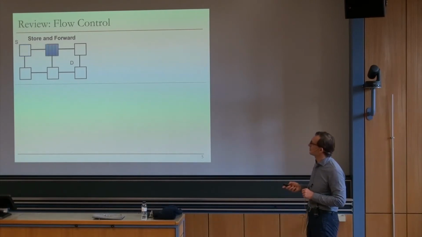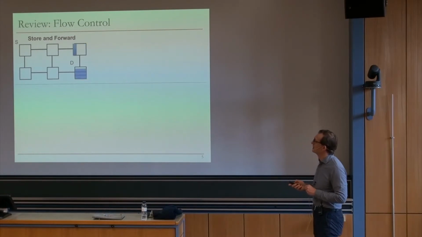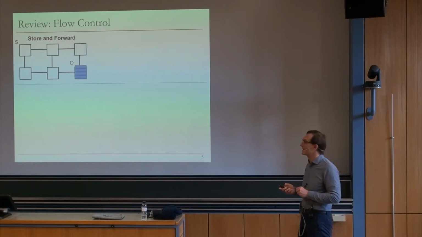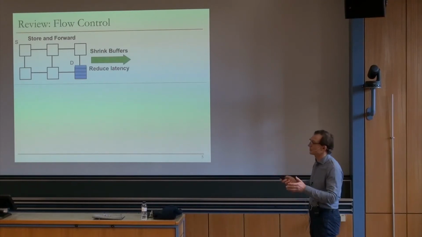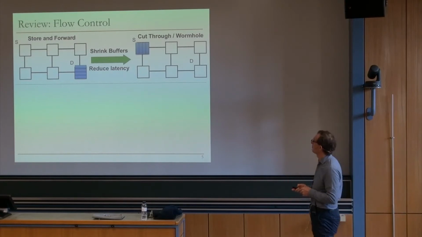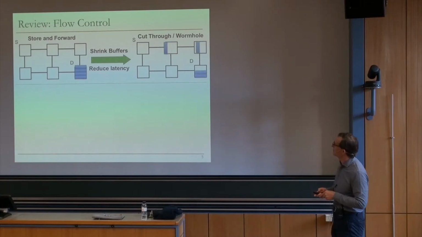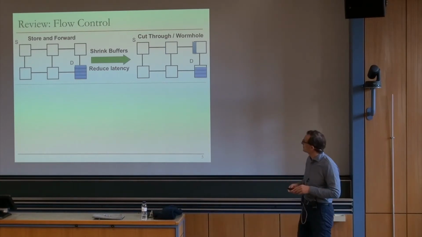Essentially, this was a store and forward network. It was high latency, high buffer requirements, because you have to store the entire packet and then forward it. That's why it's called store and forward. If you want to get rid of a lot of buffering and reduce latency, you go through virtual cut-through or wormhole routing, where essentially head, body, and tail flits are distributed across different routers, and you store only flits. You don't store the entire packet in a router.